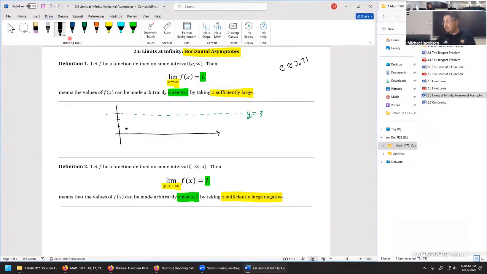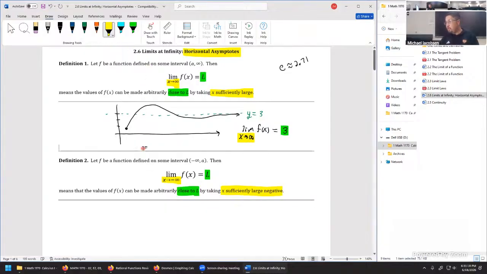My function could start here and then go up, maybe cross the asymptote, and then just approach it in this kind of way. I'm imagining the curve y equals f of x is getting closer and closer to the height y equals 3. That means the limit as x tends towards infinity of f of x is 3 for that particular function drawn. And we're going to look at a lot of different kinds of examples where these horizontal asymptotes occur. So that's the first one.